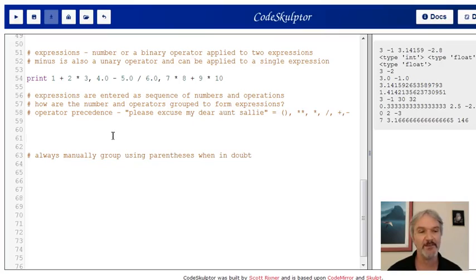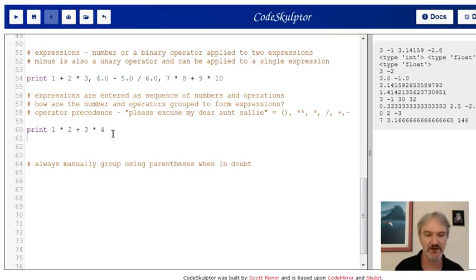So for example, let's type in an expression here, say print 1 times 2 plus 3 times 4. And if you look at that, the rules of precedence say that we should do multiplication before addition. So this is really the same thing as 2 plus 12. So if I run that, sure enough, I get 14 back from both of them.